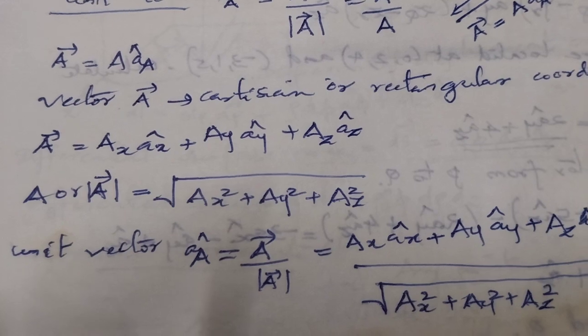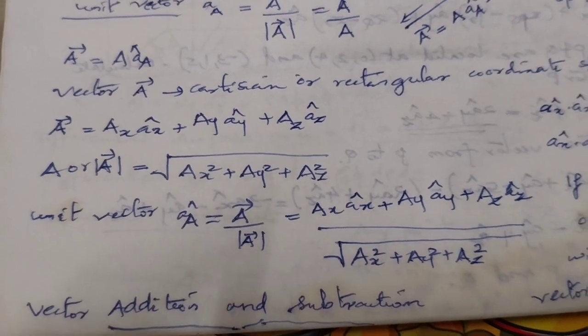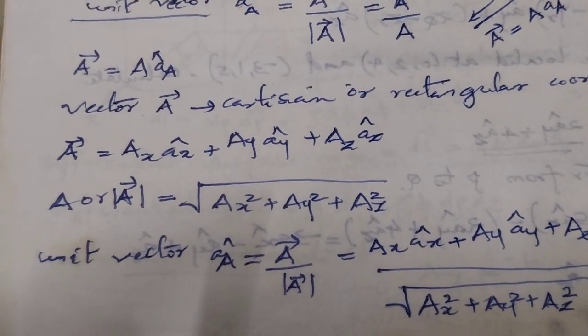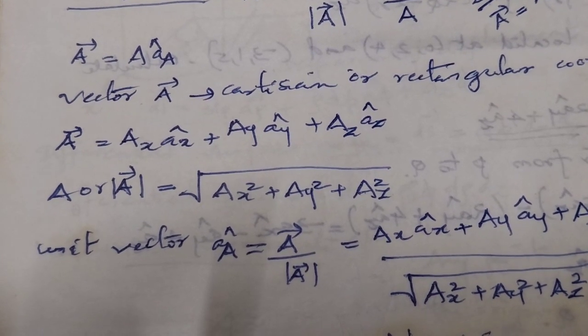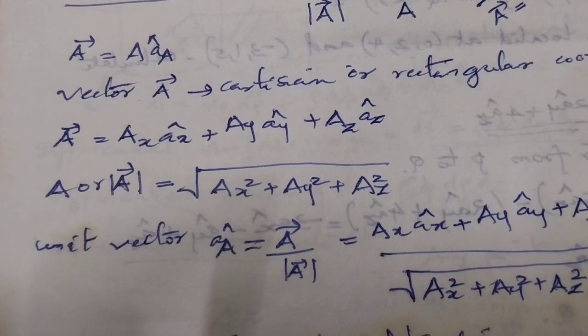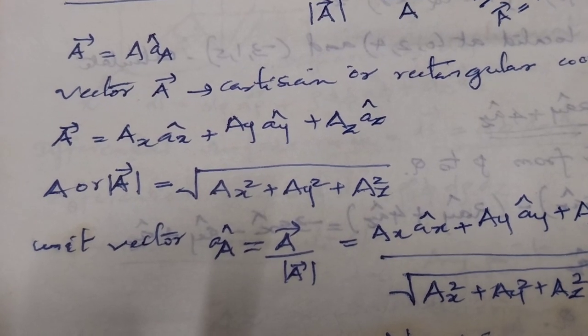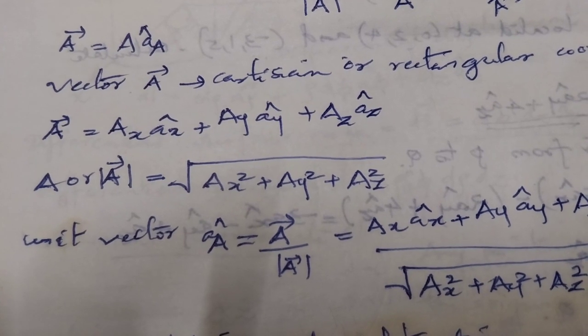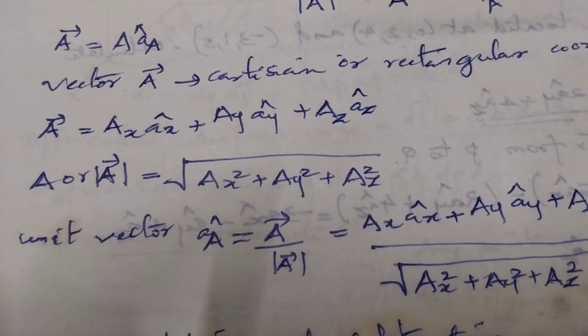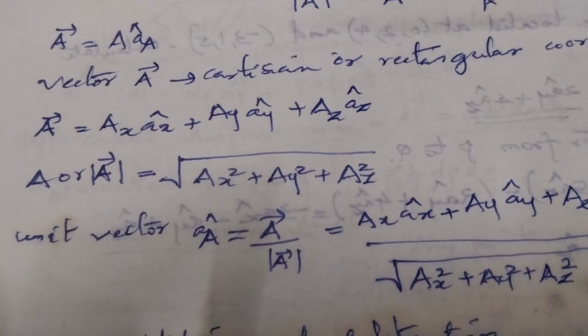Cartesian or rectangular coordinate system. Vector A is equal to ax a torque plus ay torque plus az torque. Mod vector A is equal to the root of ax square plus ay square plus az square.